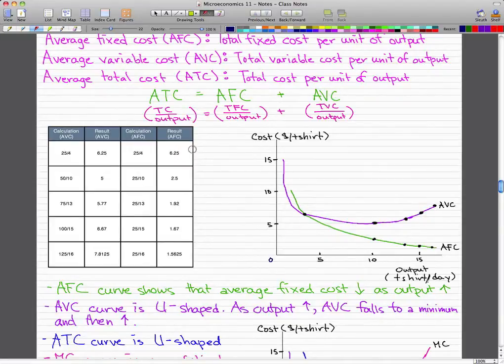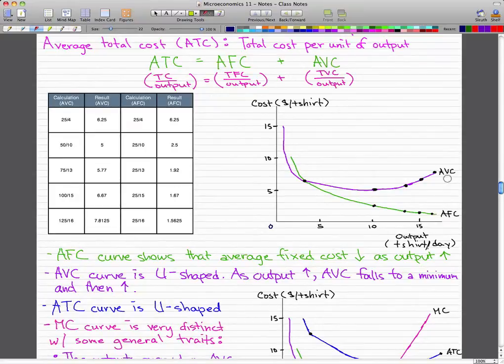And for AFC, we start at 6.25, so we start at the same point. This is the intersection point between AFC and AVC, and we go all the way down to 2.5, which I suspect is somewhere around this general area. And then we go down all the way to 1.5625, which I believe is around this general area. And that's basically it. That's how I got these two curves.